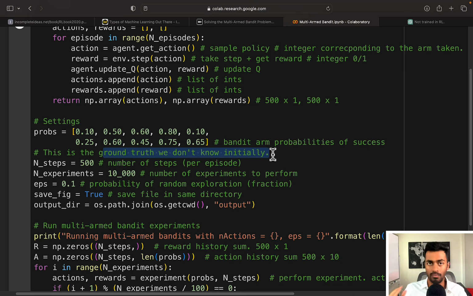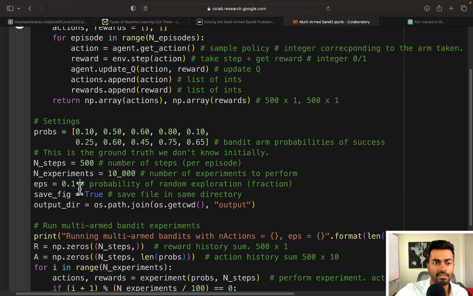This is only for the purpose of a simulation because we need some ground truth to actually understand if we're doing well or not. Number of steps is the number of times that we're going to play the slot machines over and over and over. I said 1,000 before, but in this case, we can take 500. Number of experiments is essentially the number of times we're going to execute these sets of 500 steps. So this is just for the sake of a simulation.